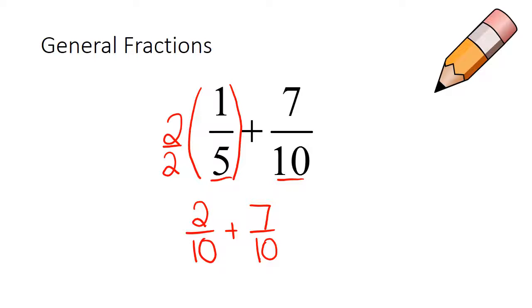Bring down my 7/10. Now we have our like denominators like the lesson before. We bring over our like denominator, add our numerators, and then simplify if possible. My recommendation is when you're working on assignments or notes, do a simple example like this in the corner of your paper, as it'll help you remember the rules once we add expressions.